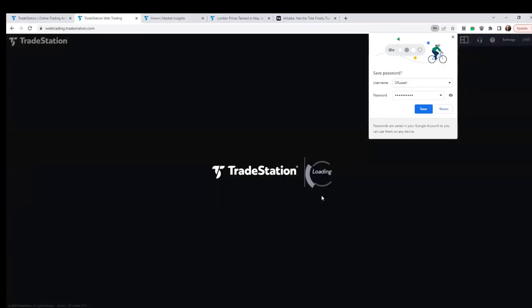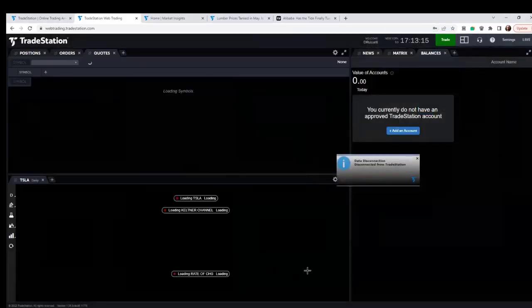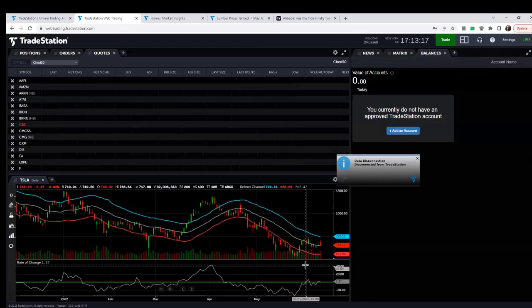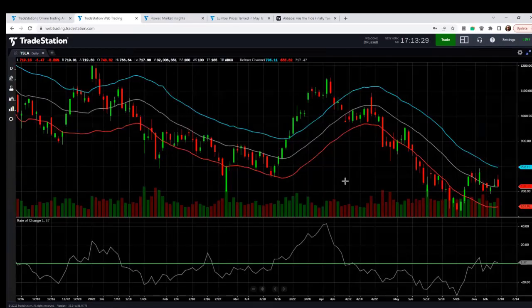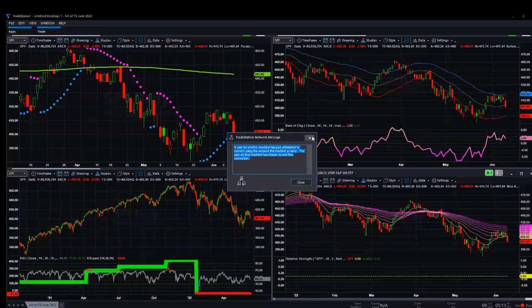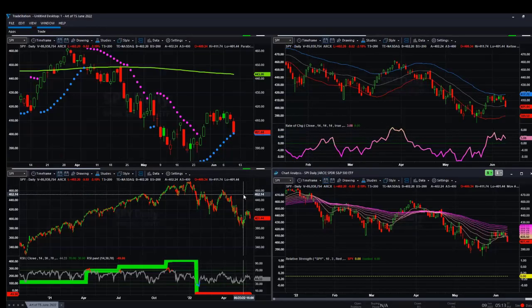Let's disconnect that. Good. All right, it's disconnected. And here is the web platform. So I wanted to show this. I already have this set up to work with. So this is set up now with the first chart with Keltner channels. I'll just quickly mention that this is now the TradeStation platform that I've disconnected from.